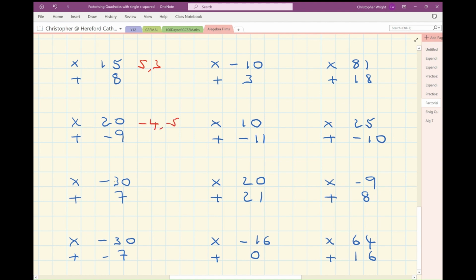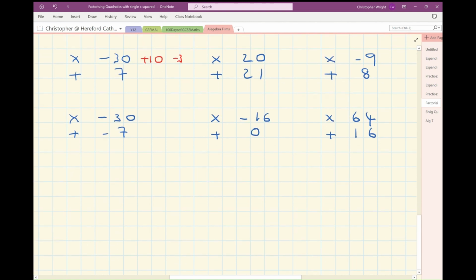Multiply to a negative, look at that, and they add to a 7. Now they both multiply to a negative, so one's plus and one's minus. 10 and 3 is a 30, and 10 and 3 have a difference of 7. I need a positive 7, so that must be plus there and minus there. What about this one?